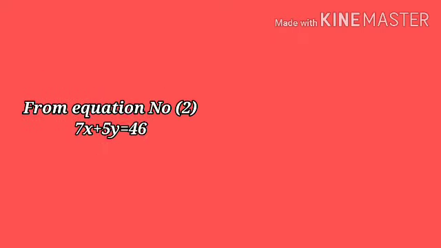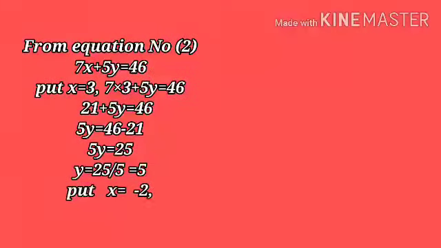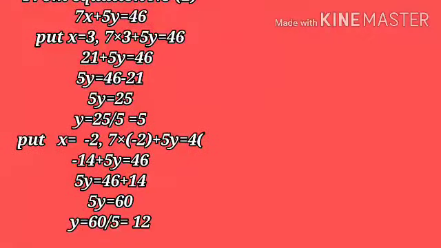Now from equation number 2, our equation number 2 is 7x plus 5y equal to 46. Let's see here, 46 is not completely divisible by 7 or 5. So if we put x equal to 0 or y equal to 0, then we will not find any number which is an integer. So by trial and error method, suppose we put x equal to 3, then in place of x write 3, 7 into 3 plus 5y equal to 46.